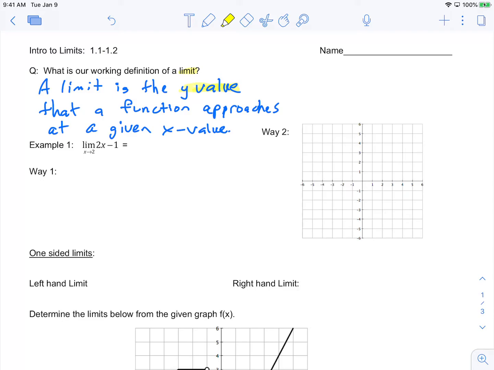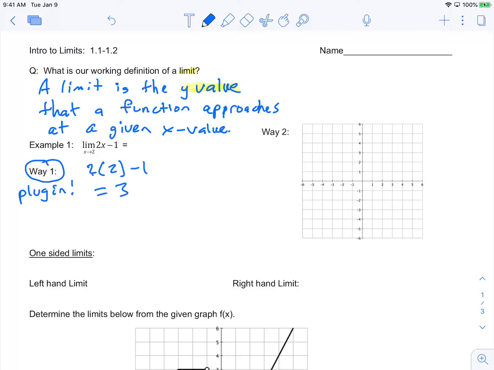So what you want to do first, if possible, okay, just plug it in to the function. Okay, so the way you would read this first example here is the limit as x approaches 2 of 2x minus 1. And the simplest way to figure out limits is plug in the x value if possible. And so let's see what happens. If I plug 2 into x, doesn't seem like there's any issues. So 2 times 2 minus 1, that's just going to be 3.